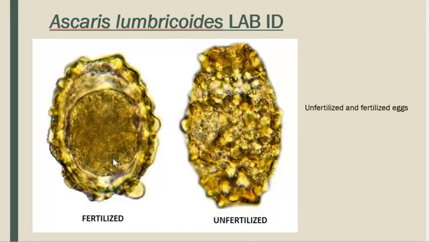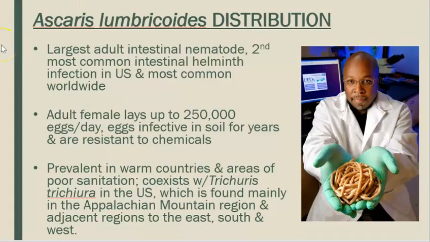Okay, both of these are examples of Ascaris lumbricoides eggs, but the one on the left side is fertilized. You can see the embryo inside versus the unfertilized egg on the right. So let's talk distribution for Ascaris lumbricoides. It's the largest adult intestinal nematode. It's the second most common intestinal helminth infection in the U.S. It's the most common worldwide.